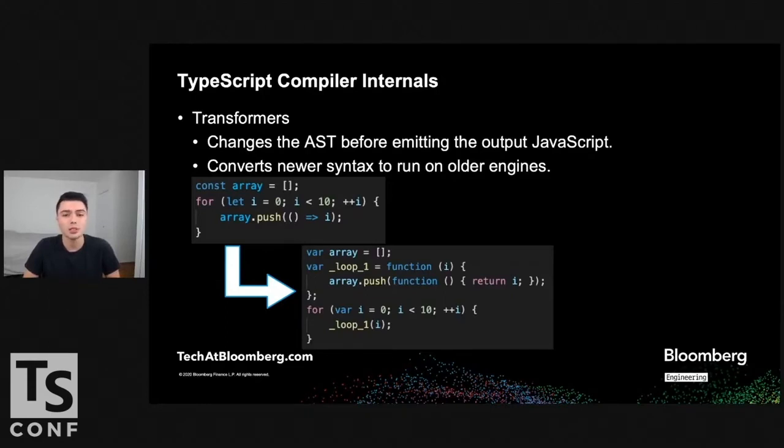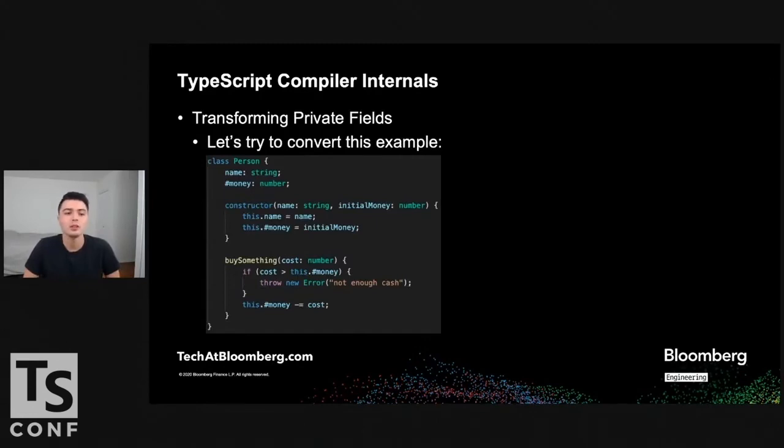We can't just simply change this to var because this code is producing an array of functions that returns 0 through 9. Simply changing this to var would produce an array of functions that all return 10. To transform private fields, we have to first figure out how exactly we need to convert this example so that it runs in an older JavaScript engine.